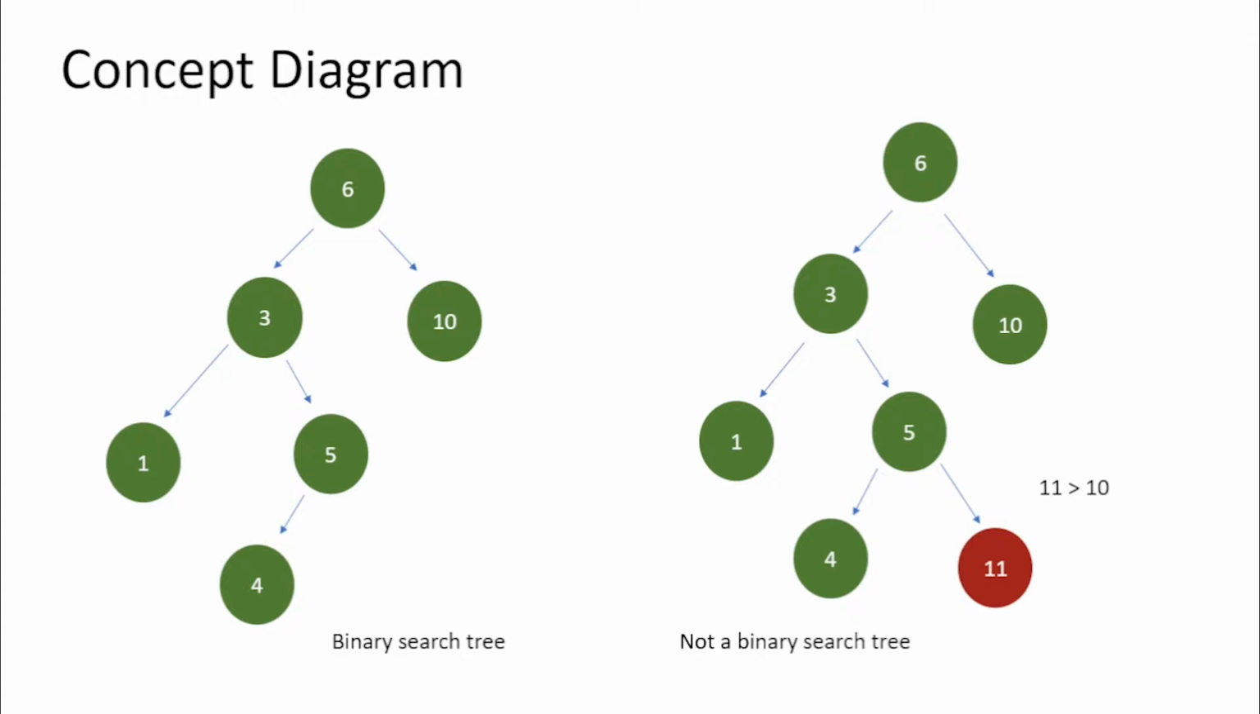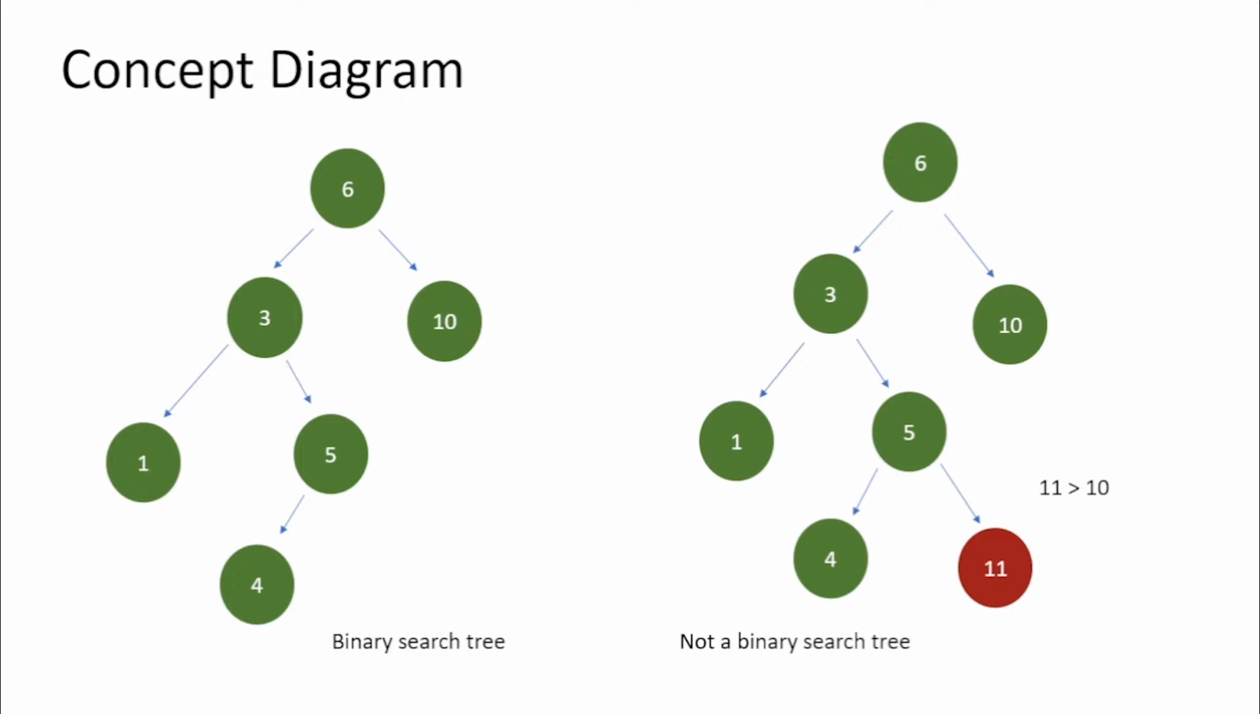Now if we go to the tree on the right hand side, we have the root node with a value of 6, then two children: the left child has a value of 3 and the right child has a value of 10. This is fine. Again, if we go to the node having the value of 3, the left child has a value lesser than 3, that is fine, and the right child has a value greater than 3, which is 5, so that is also fine.